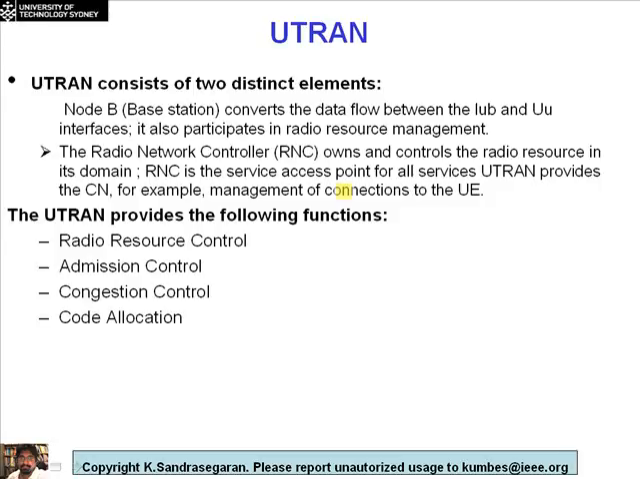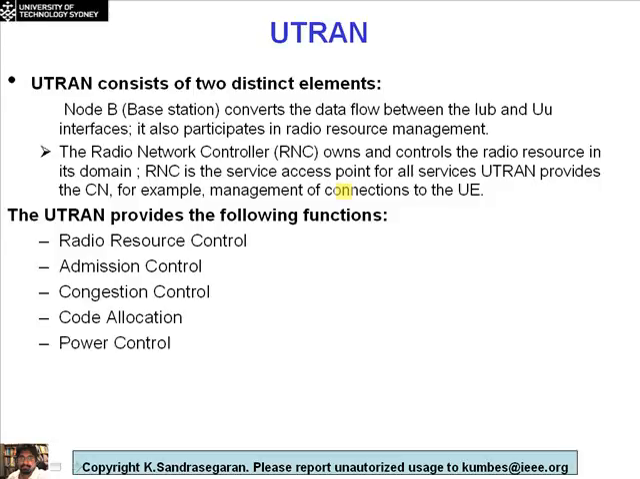Code allocation: every user has to be allocated a code, and these codes have to have the property of orthogonality associated with them, and they're all allocated from something called a code tree. So code allocation is another important function that UTRAN performs.